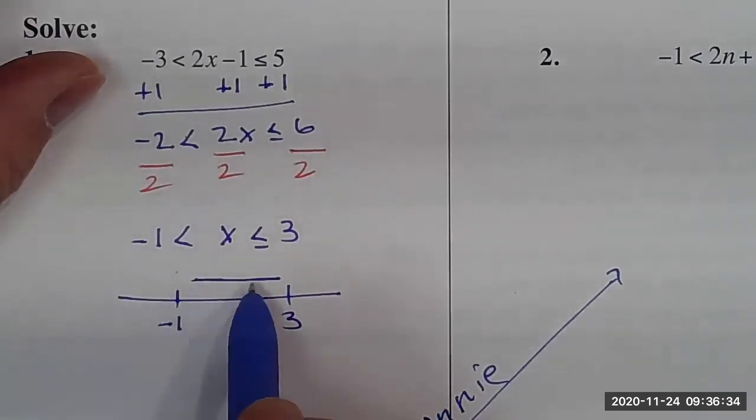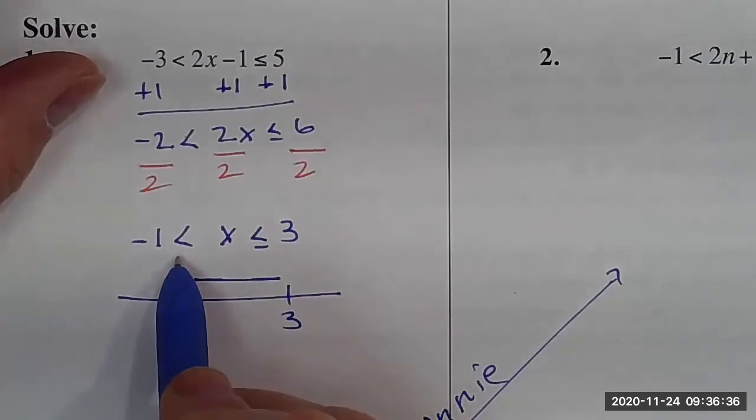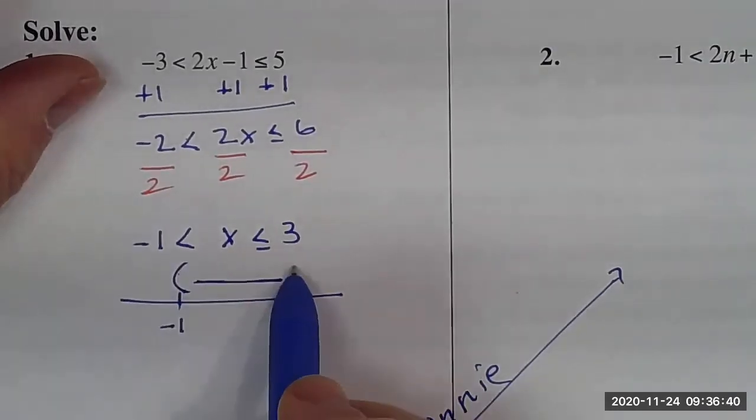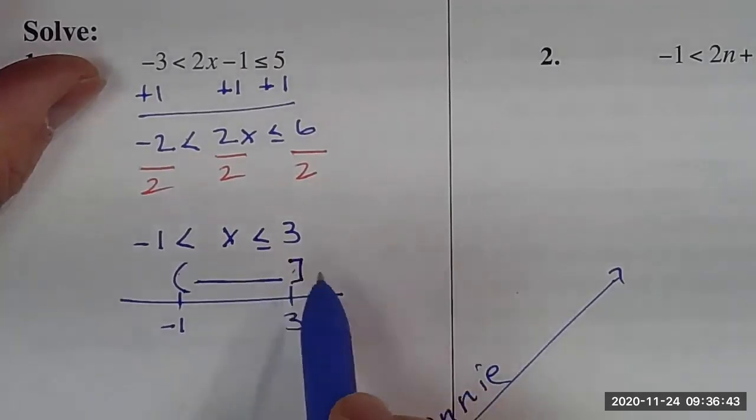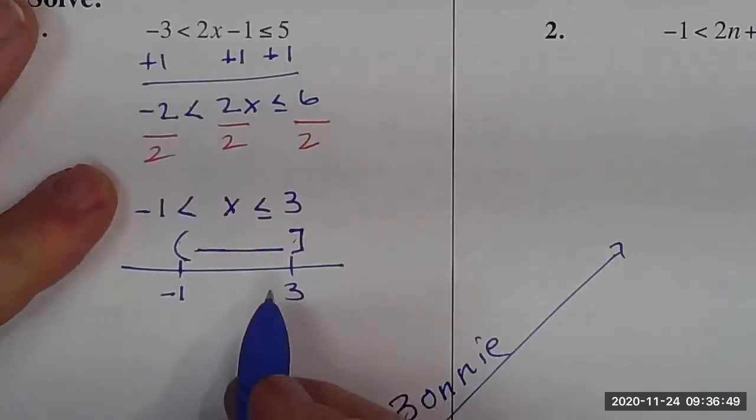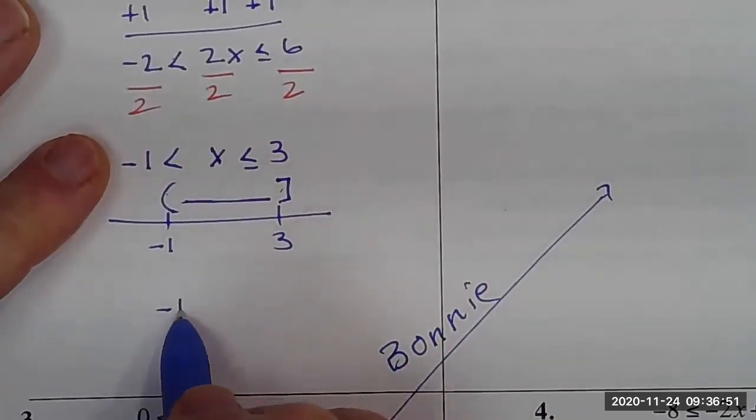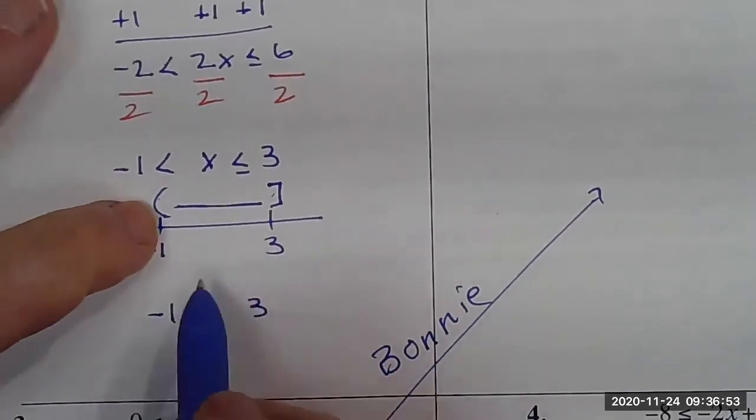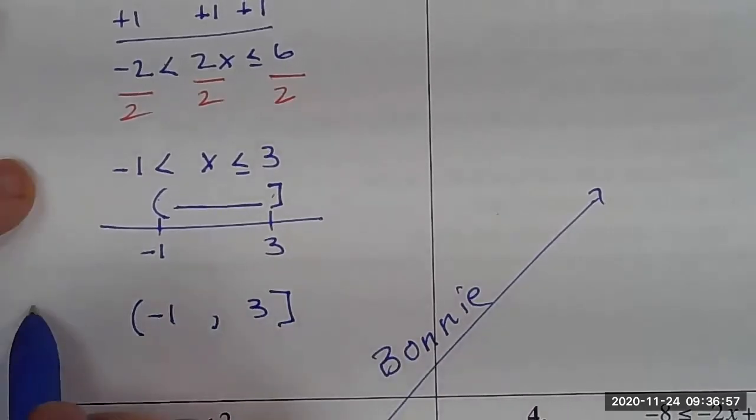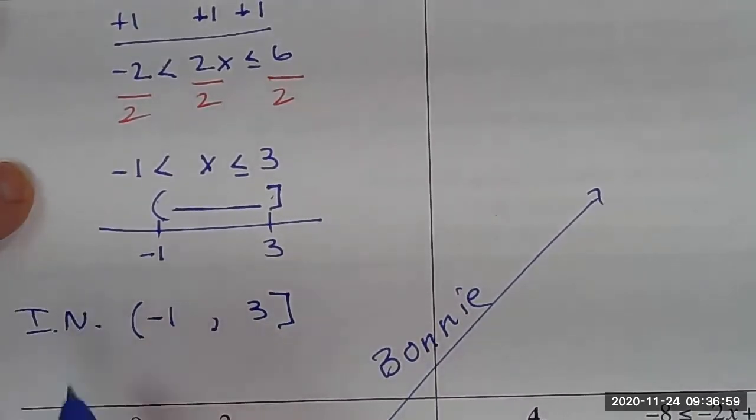So what do you put on the ends here? Well, no bracket here. This will be a parenthesis and that will be a bracket, and they look at each other. The parenthesis and bracket look at each other to keep it like, here are your answers in between these guys. And then interval notation comes off the graph. You go -1, 3, and bring down the symbols, parenthesis and bracket. That's your interval notation.